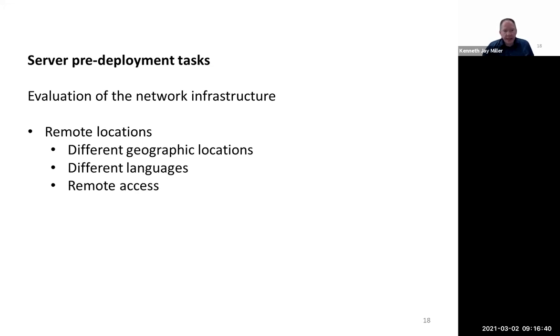We need to look at, are we using remote technology, remote access, and is it in different geographical locations? And if so, are there language differences? Do we need to have a language pack on our web server so that based on the IP address, we can look and say, this connection is coming from Indonesia. Let's change the language to the local language that most people in that area would be able to understand. Or do we leave it as English and then just deal with the translation problems?